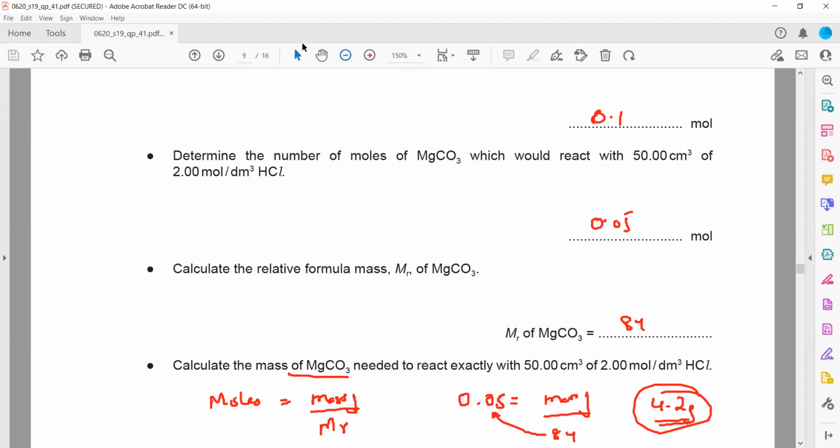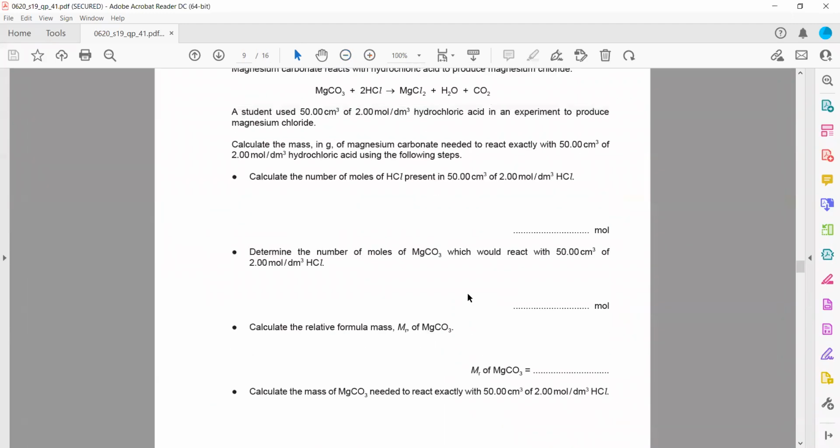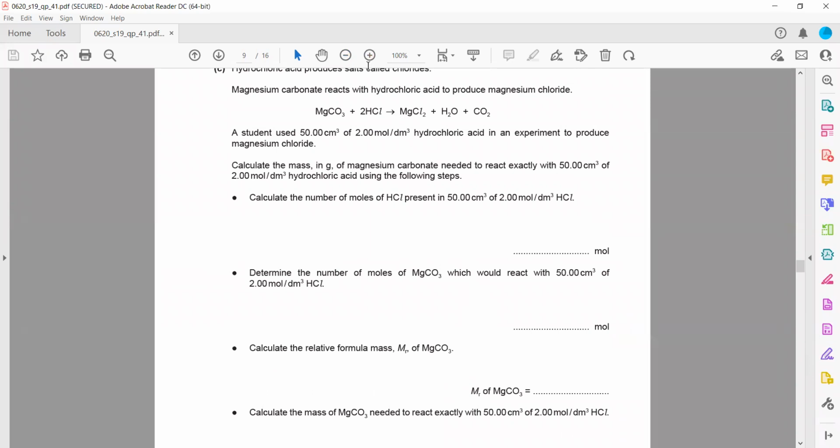Is this question clear? How did we solve it? First we use a formula, then a ratio, then we use a periodic table, and then again a formula.